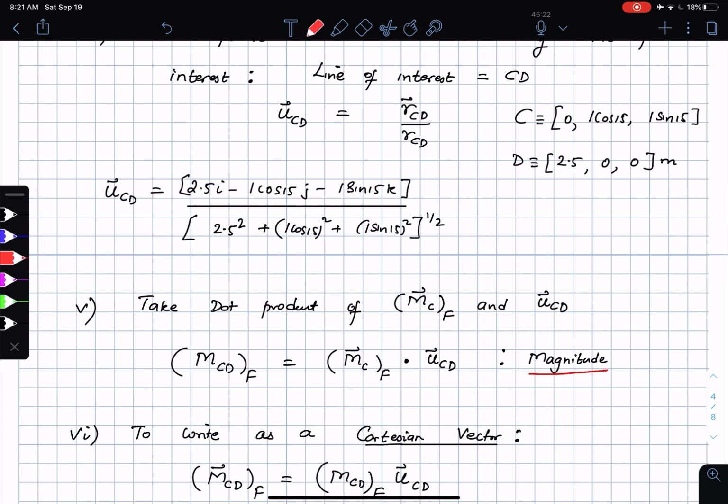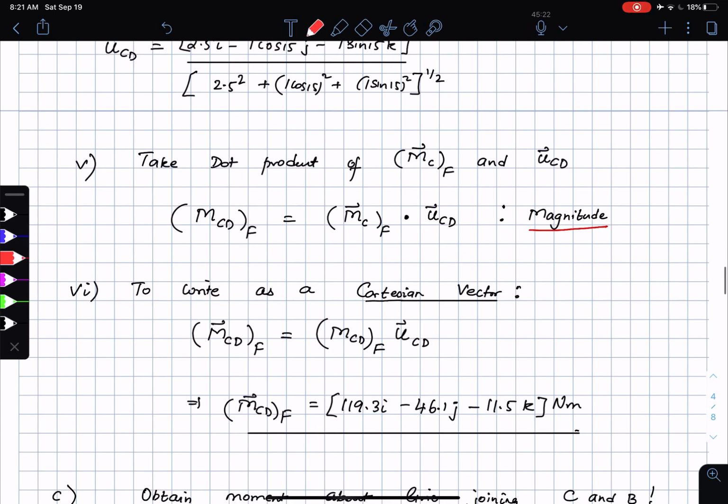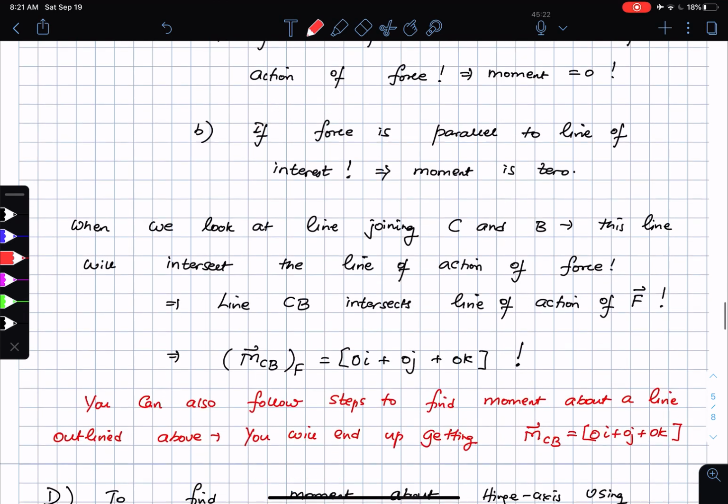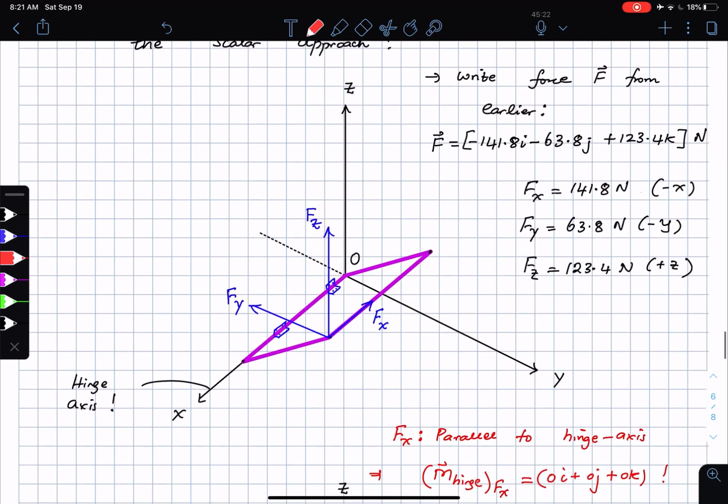But if you wanted to write it as a Cartesian vector, you have to take the magnitude and multiply it with the unit vector along the line of interest in order to get it as a Cartesian vector. And in the scalar approach, the idea is that if I want to write it out as a vector, it is force times perpendicular distance and then the right hand rule.